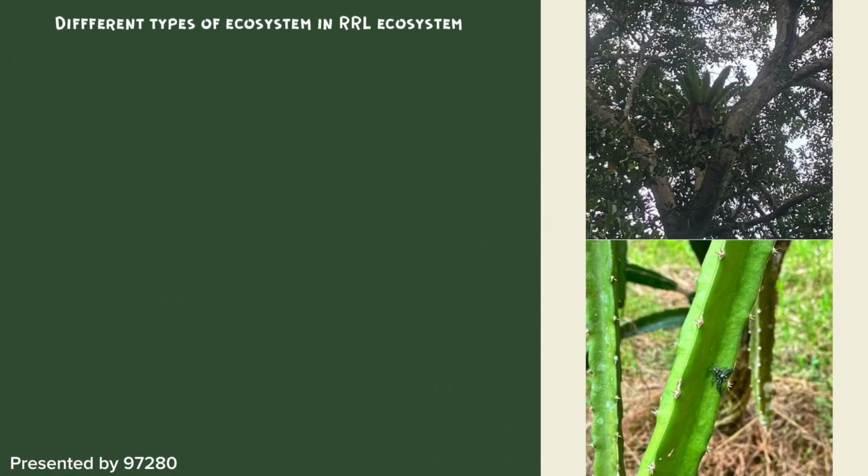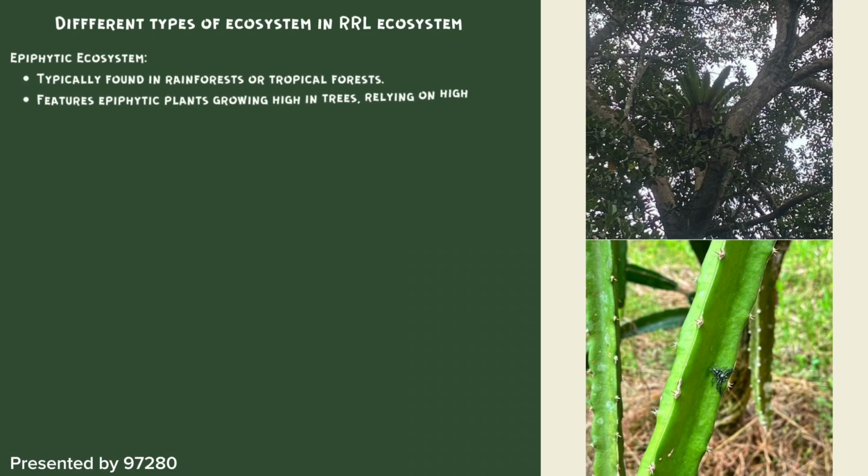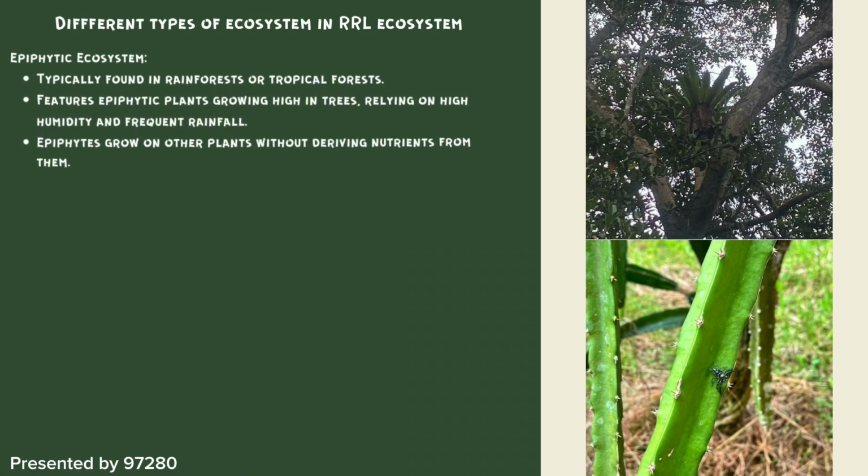Epiphytic ecosystem. The third image shows epiphytic plants growing high in the trees. Epiphytes are plants that grow on other plants, usually trees, without deriving nutrients from them. This is typical of a rainforest or tropical forest ecosystem where high humidity and frequent rainfall support such plant life.